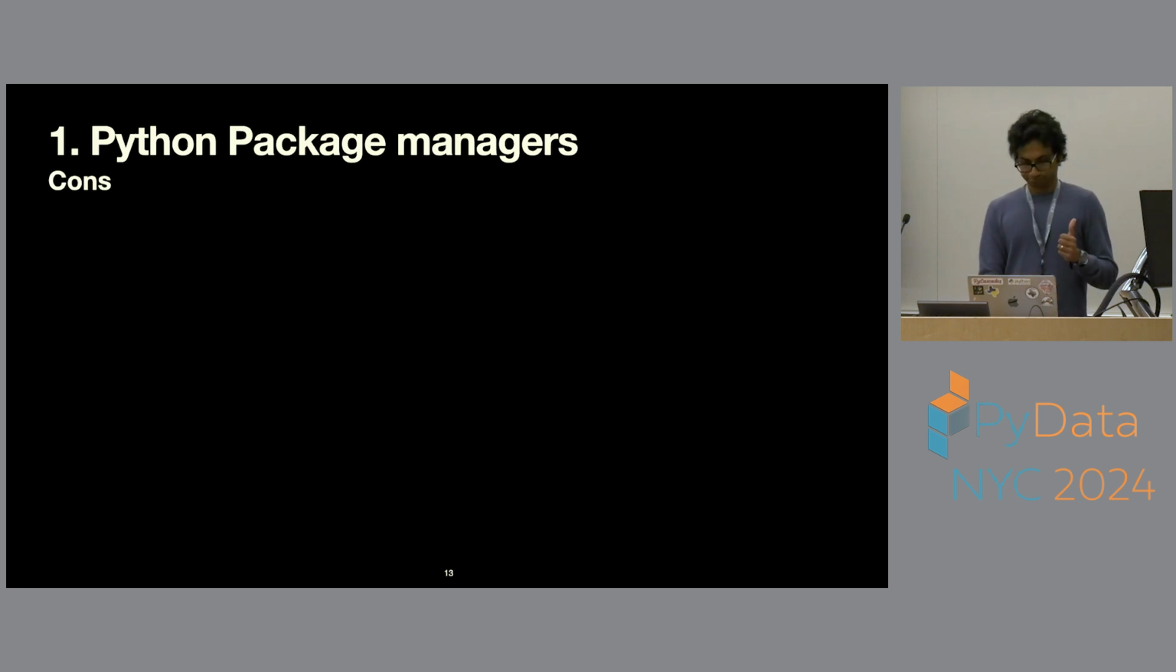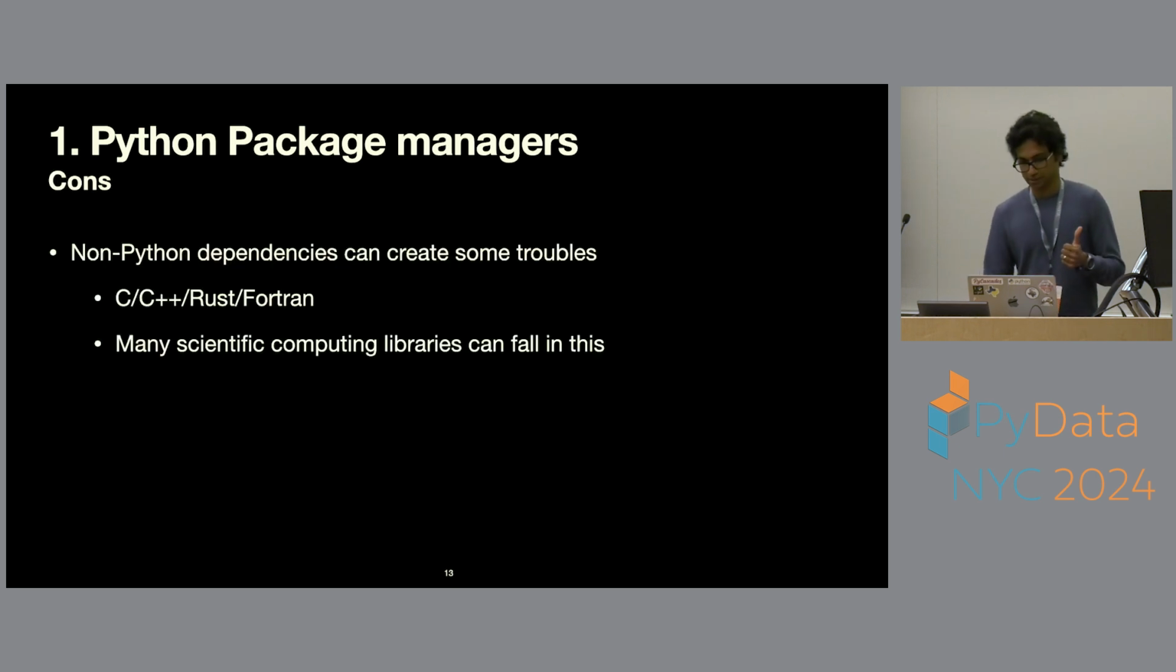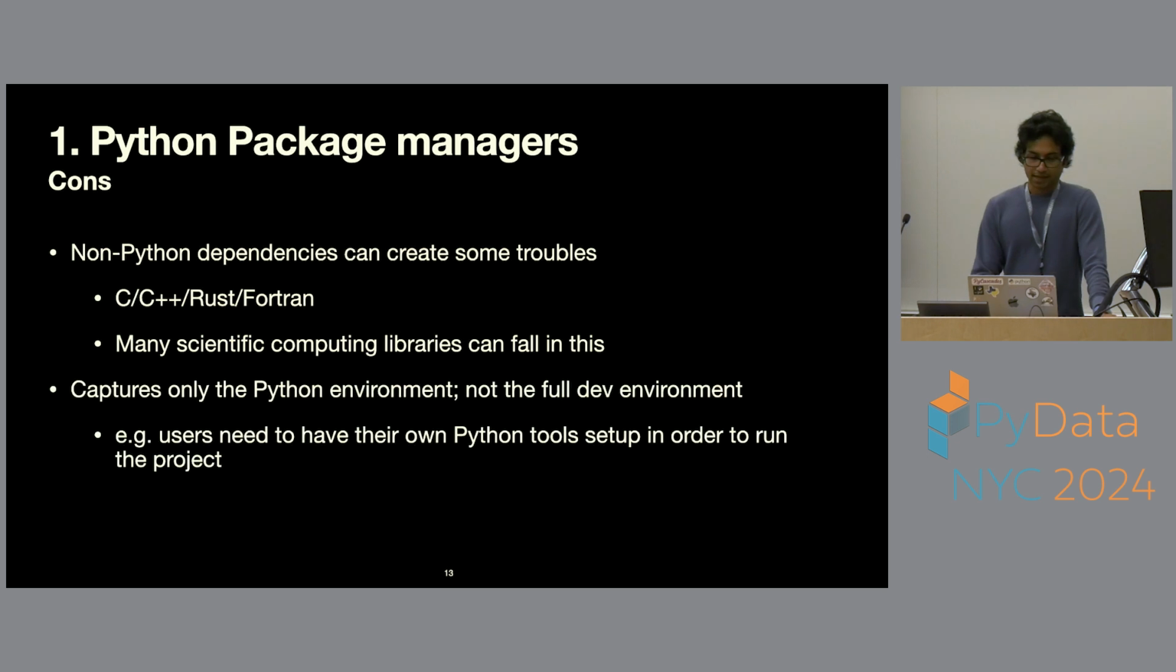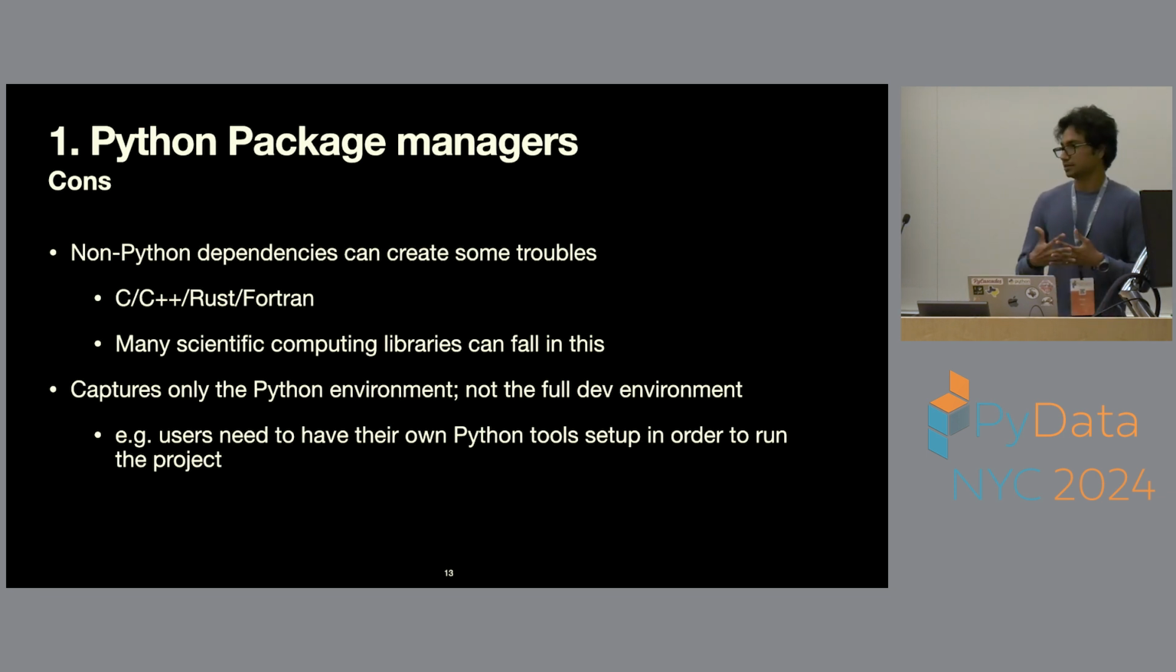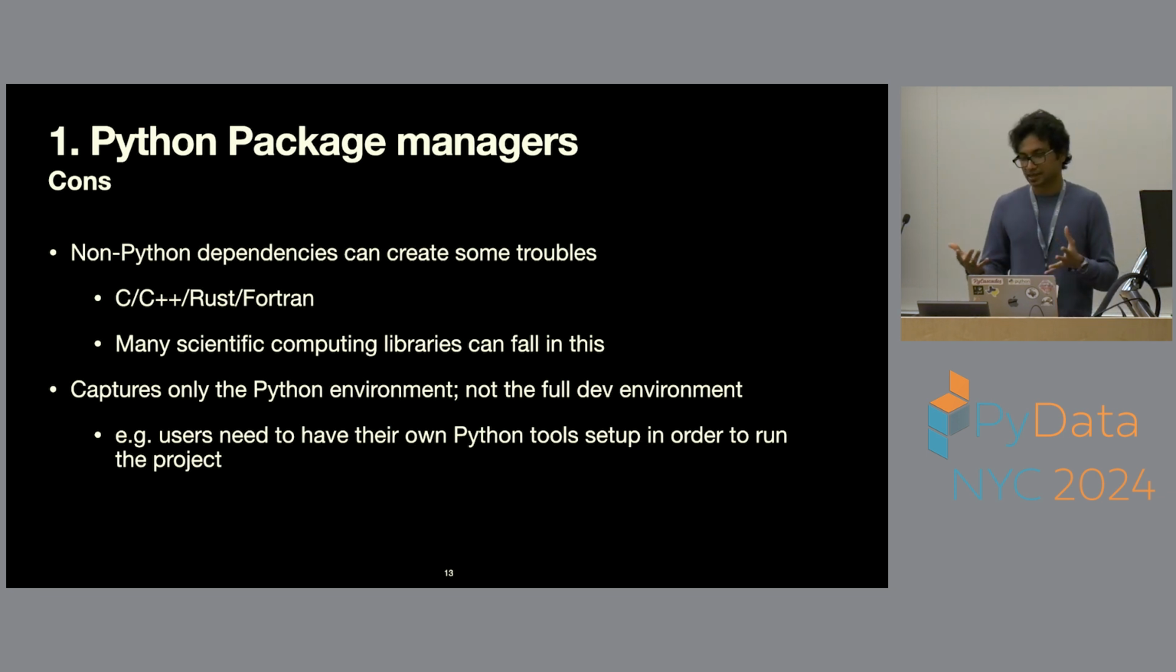So that's pretty cool. But there are obviously some cons associated with it, especially when it comes to non-Python dependencies, like C, C++, Rust, and many scientific computing libraries. And one big con is that we are only talking about the Python environment. We are not really talking about the full dev environment, which includes many other things. It's not just your own ecosystem. There are many things associated with that system itself, which can really take charge.